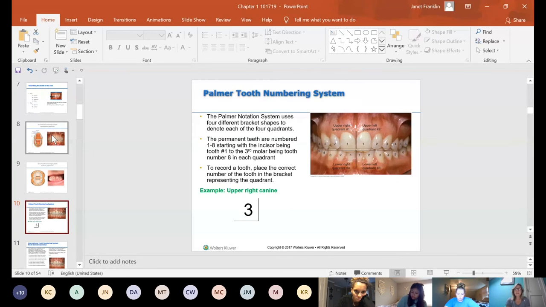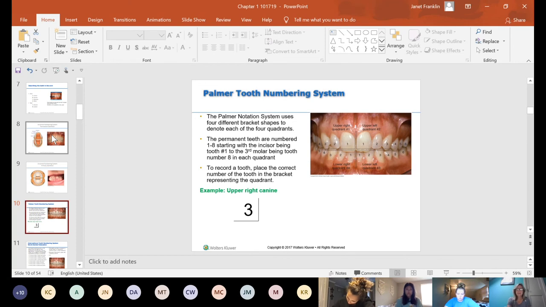Then they number the teeth, starting with the central incisor and go back. The central incisors are number 1 on both the maxillary and the mandibular arch. The laterals are number 2, canines are number 3, first pre is number 4, second pre is number 5, and then your molars are 6, 7, and 8, in both arches. So you're basically starting from 1 and numbering back.